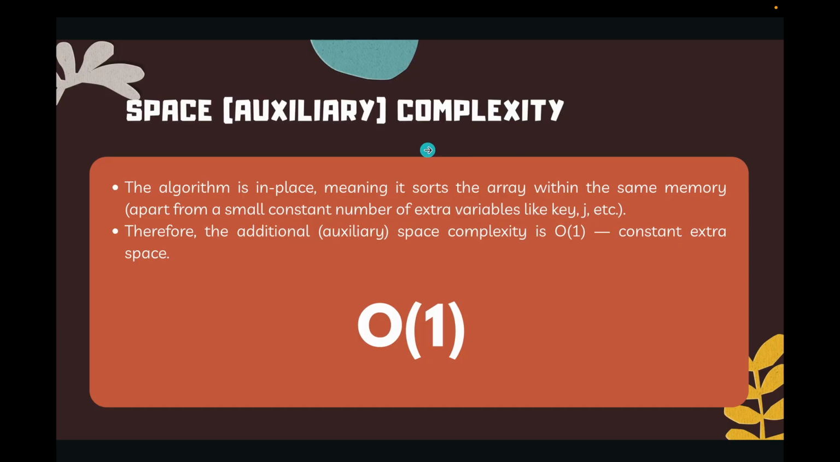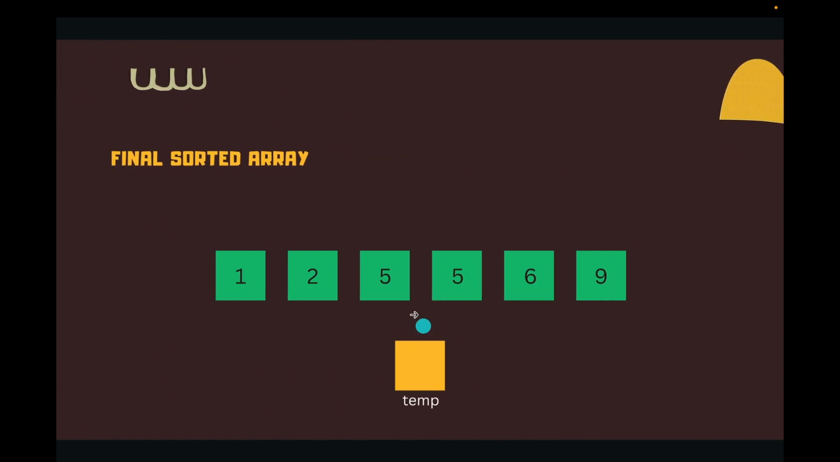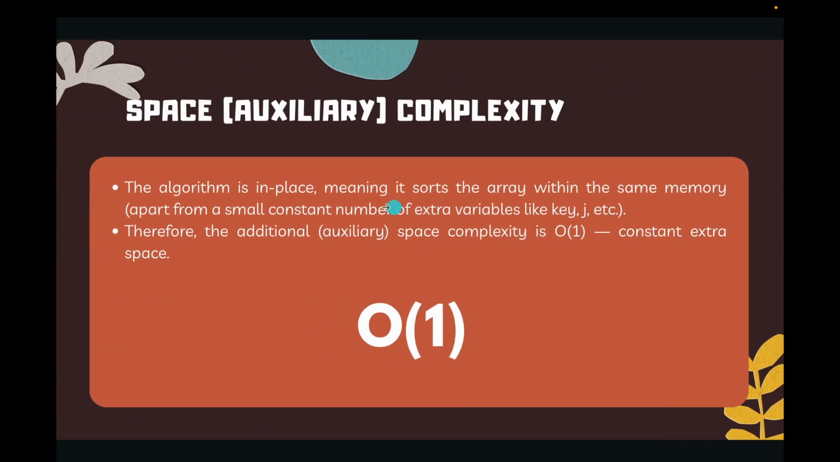Now the space complexity. The algorithm is in place here, meaning it sorts the array within the same memory. Like, as you can see here, it takes one temporary variable and all other memory is itself the array. No extra memory is taken here. Okay, so therefore the additional auxiliary space complexity is O(1), constant extra space.